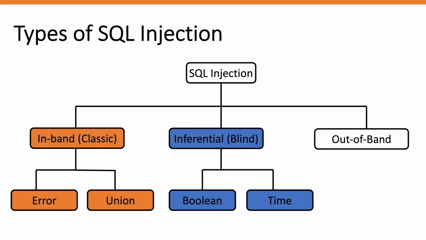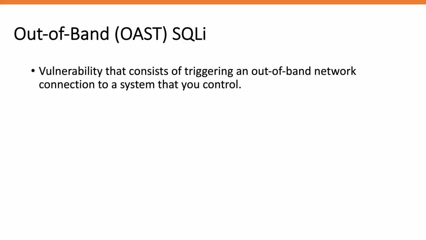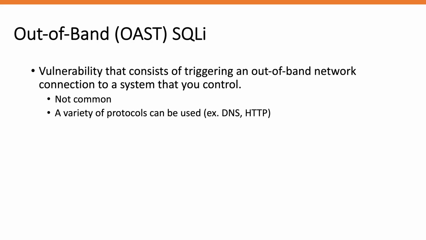Okay, last but not least, let's talk about out-of-band SQL injection. Out-of-band SQL injection is a vulnerability that consists of triggering an out-of-band network connection to a system that you control. So this technique is usually used when you can't apply any of the other techniques that we learned about so far. And it's not a common technique because it does rely on certain features being enabled in the database for it to actually make that network connection. Now, to exploit this vulnerability, you could use a variety of protocols, but you'll see that the most commonly used ones are DNS and HTTP.